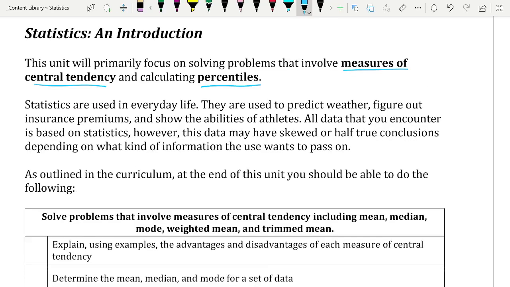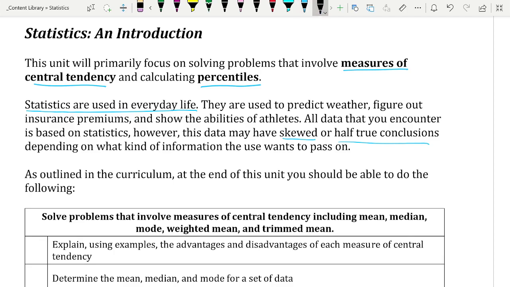We've already kind of been talking, before I turned on the video, about how statistics are used in everyday life. They're used to predict weather, figure out insurance premiums, show the abilities of athletes. They determine the odds for betting based on statistics from previous performances. All data that you encounter is based on statistics. However, this data may have skewed or half-true conclusions depending on what kind of information we want to pass on.